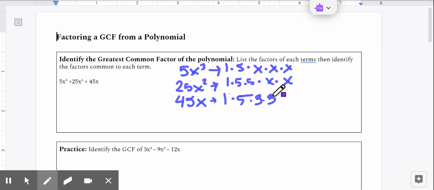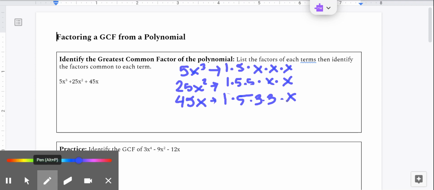And really that 3 times 3, you could think of that as that 9 broken down. We know that 45 is equal to 9 times 5, and 9 breaks down into 3 times 3. So our prime factors here would be 1 times 5 times 3 times 3, and here we just have that 1x. So now we have the factors of each of those three terms.